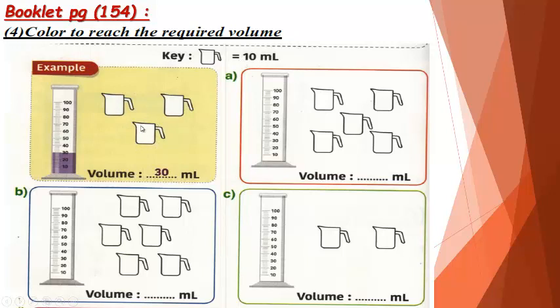So the first one here, if you count the cups, it will be 1, 2, 3, it will be 30 milliliters. Each cup equals 10, so I have 3 equals 30 milliliter. 10, 20, 30. So it's 30. I'm going to color till 30 milliliter. The next one, I have how many cups?